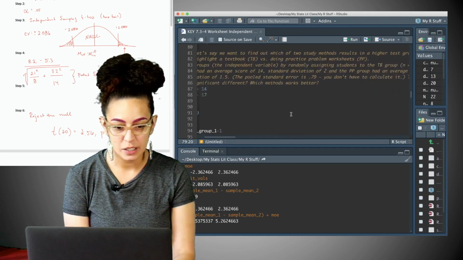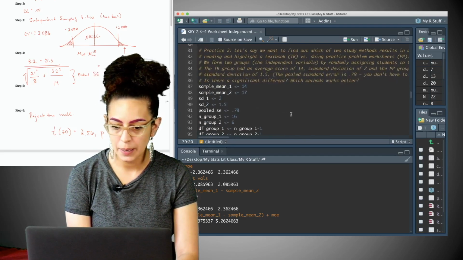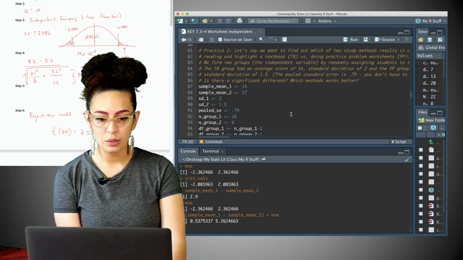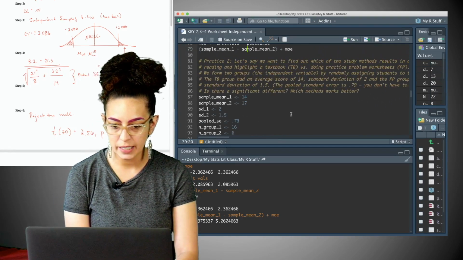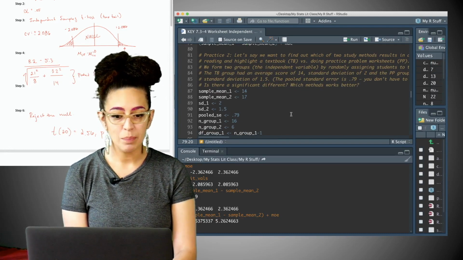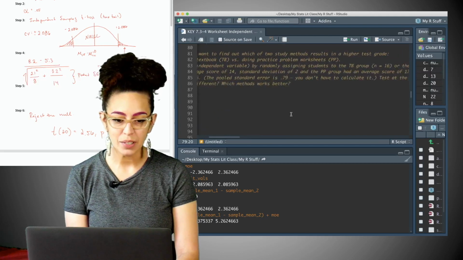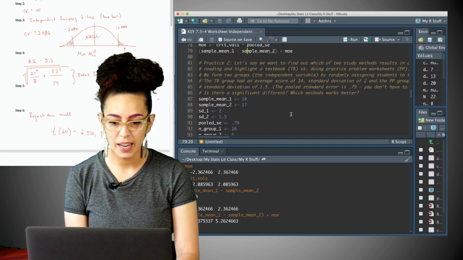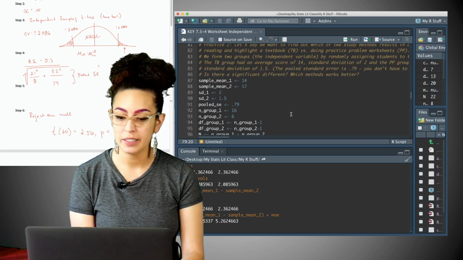By randomly assigning the students to the TB group, we have n equals 16, or to the PP group, n equals 6. The TB group had an average score of 14, standard deviation of 2. The PP group had an average score of 17, standard deviation of 1.5. The pooled standard error is 0.79. I'm just going to give it to you so you don't have to calculate it. So test at 0.05. Is there a significant difference, and which method works better if there is a difference?